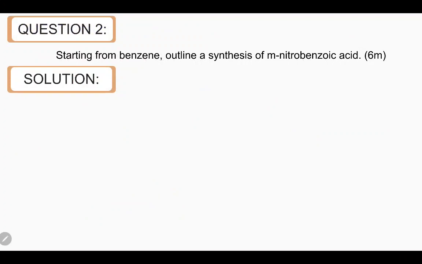Question 2. Starting from benzene, outline the synthesis of meta-nitrobenzene. Okay. So, important to note, when you want to answer this question, you have to be aware that meta-nitrobenzene has the substituent at the meta position. So that means during the synthesis, the first substituent must be converted to, or must be, a meta director so that the next substituent can enter or undergo substitution at the meta position.